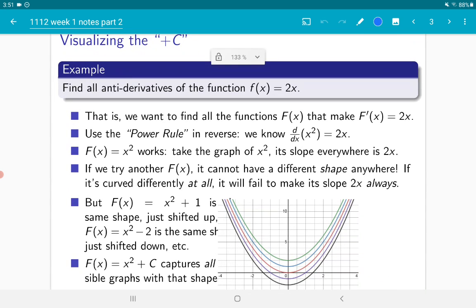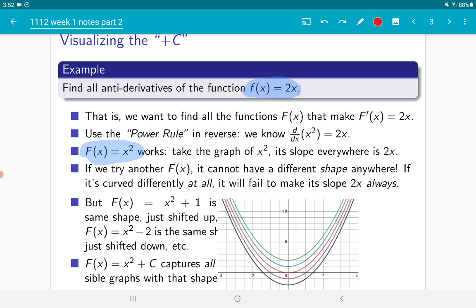Now, there's actually a visual interpretation of that c term. So let's return to a specific simple example. Let's start with the function little f equals 2x. Well, if you reverse engineer the power rule, you'll realize that the derivative of x squared is 2x. So in this specific simple example, an antiderivative would be the quadratic function x squared. And that's what I have graphed in the picture down below. If you see the red curve right in the middle of all of those, that's the function x squared.